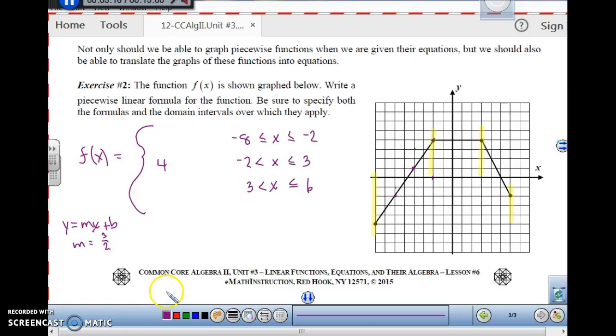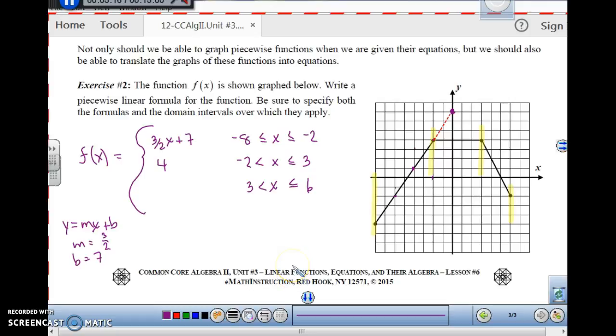All right, now my b is my y-intercept. Actually, I could extend this pretty easily. If I were to extend this graph, let me do it as a dotted line so you can see what I'm doing, if I were to extend this up to here, the line will cross the y-axis at this point, which would be 7. So b is going to be 7. So my first section, my equation, is going to be y equals 3/2 x plus 7 between negative 8 and negative 2.